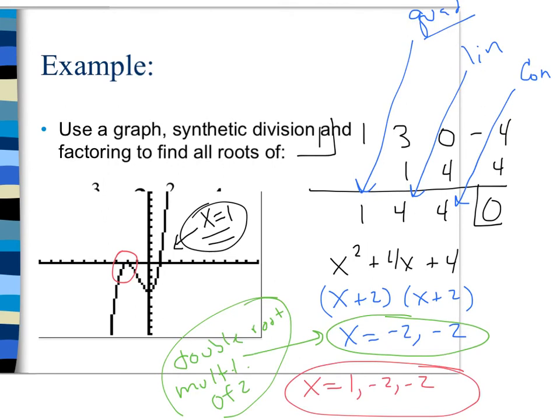Look at the behavior of the graph too. The double root bounces off and then comes back up. Notice there's only one 1 and it goes through the 0. When I have 2 of them, it bounces off the 0 and comes back down. And so that's actually a typical behavior for the double root.